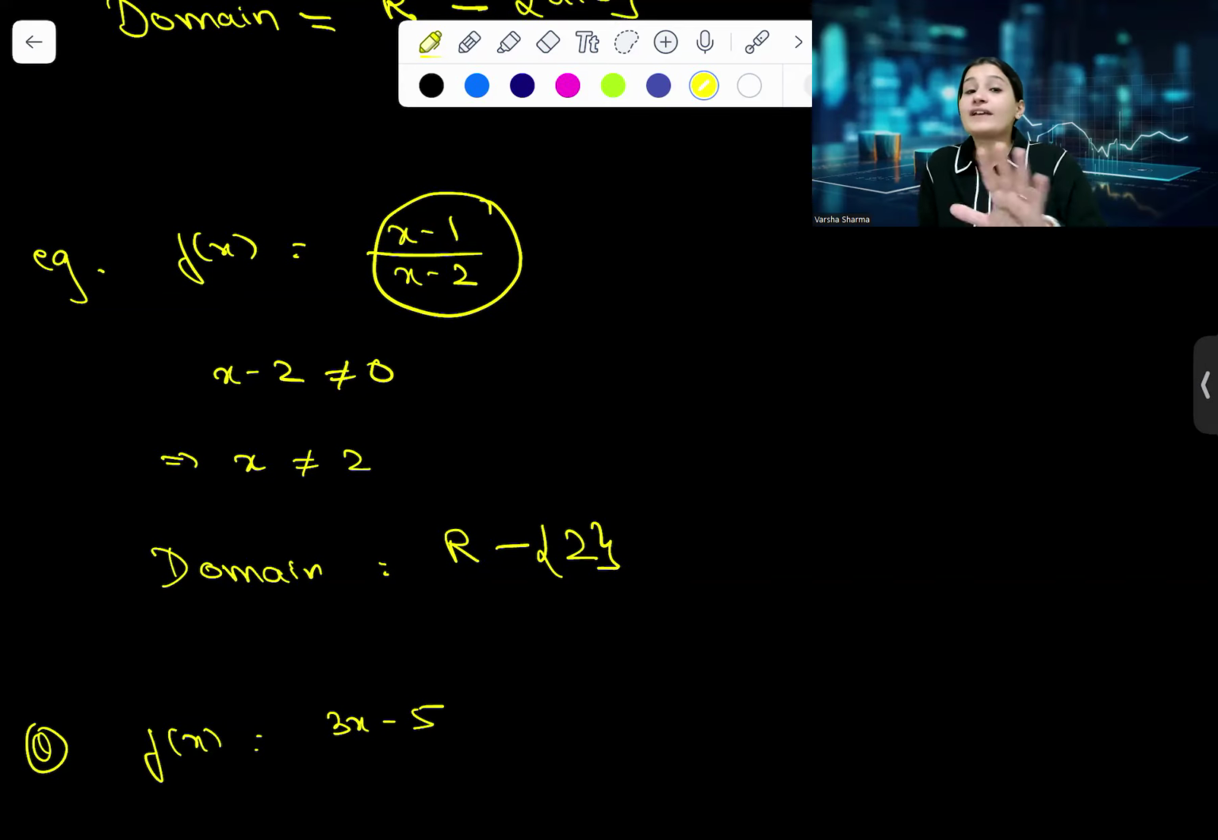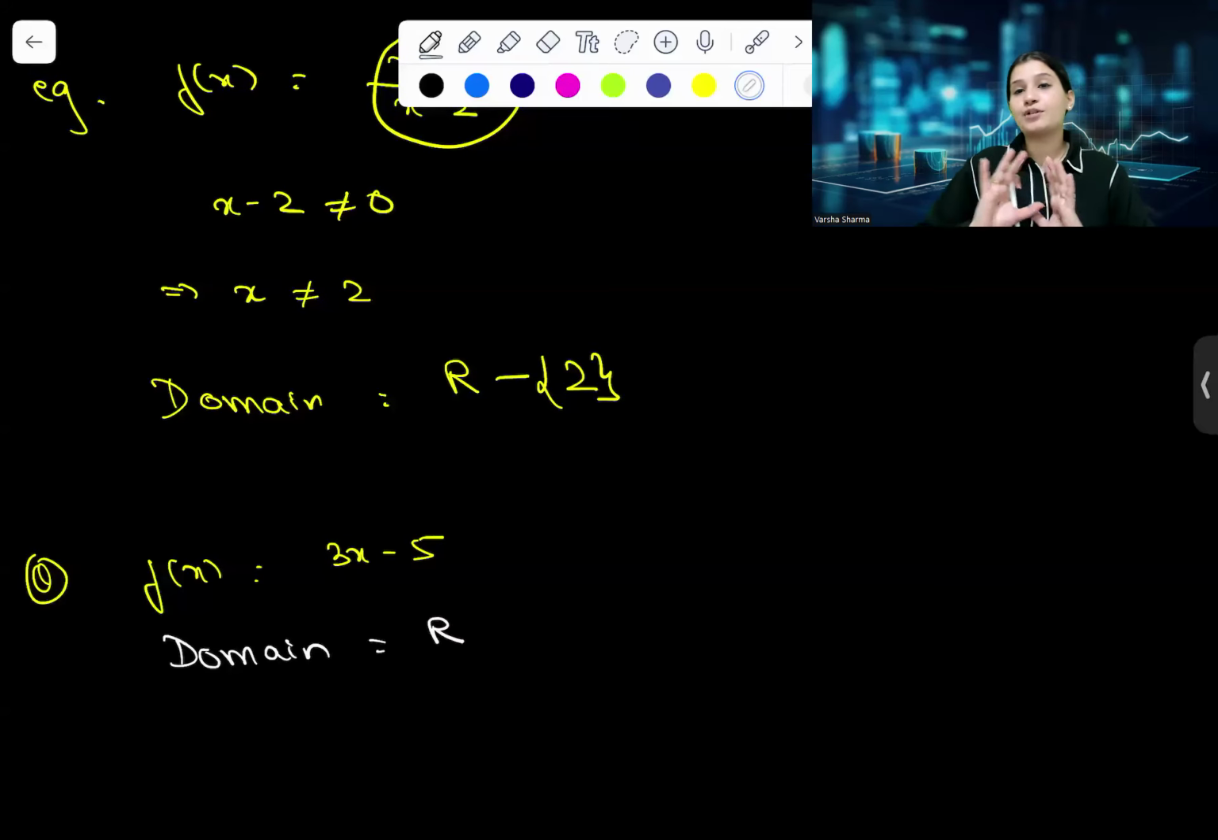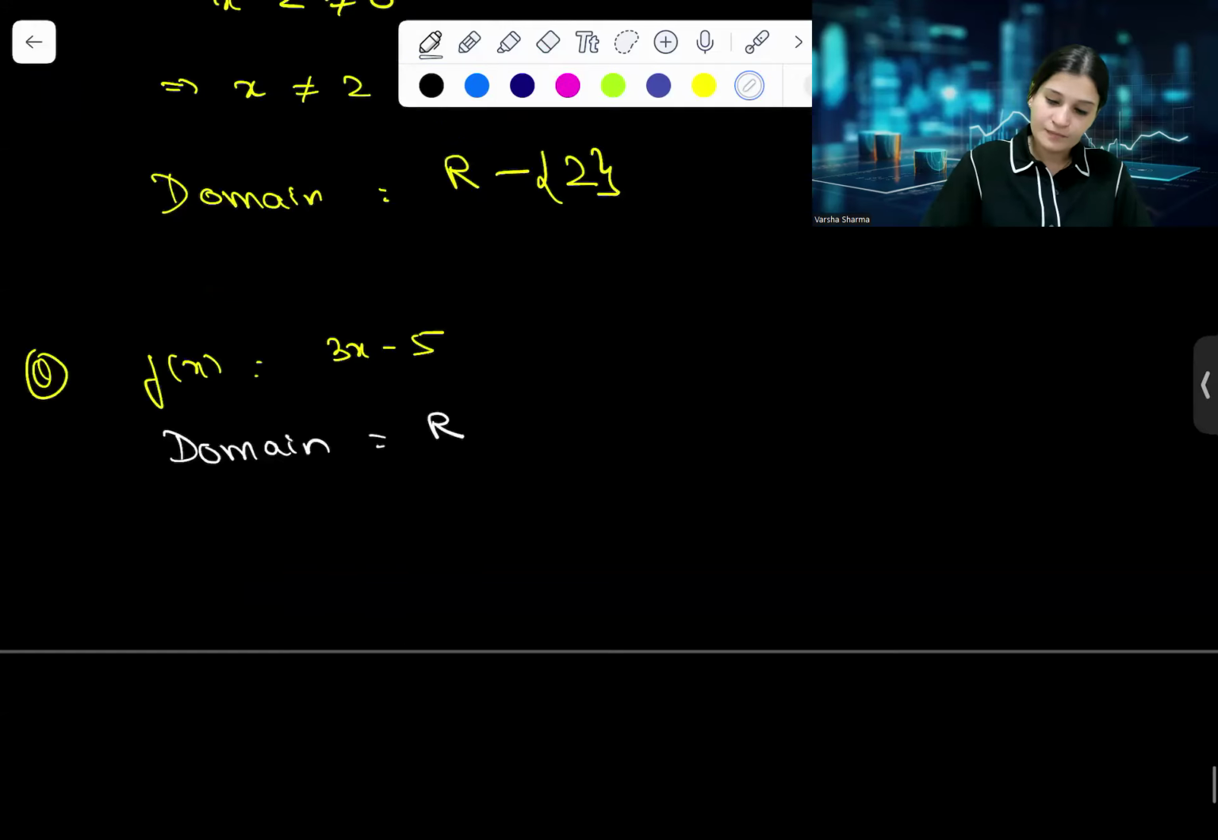So what are the values of x that I can put here? Any value, whatever you wish. So what is that? Real numbers. So in this case, my domain would be all real numbers. I can put anything here. Domain will be all real numbers. Everything is allowed here. Is it understood? Yes, ma'am. If I give you the function 1 by x, what will be the domain?